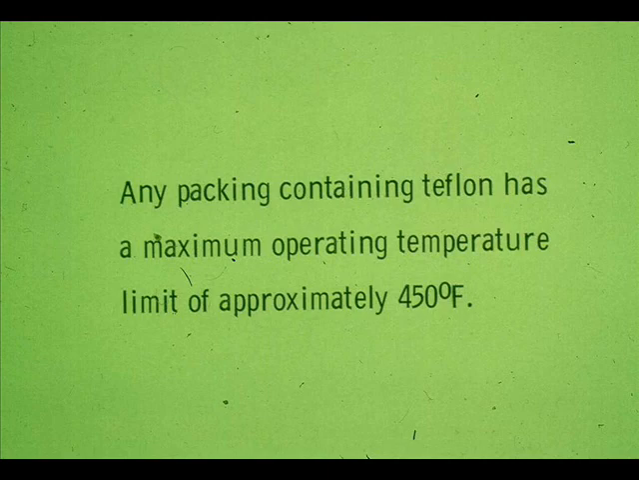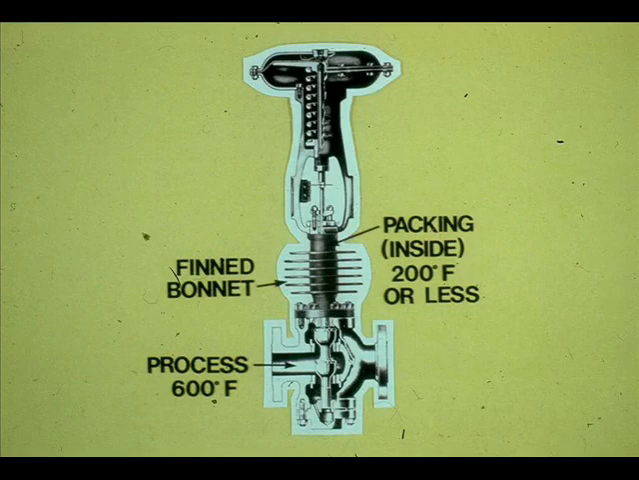Packing materials vary according to services. Teflon impregnated asbestos or graphite is widely used. This type of packing is self-lubricating. Any packing that contains Teflon has a maximum operating temperature limit of approximately 450 degrees Fahrenheit. The 450 degrees Fahrenheit temperature limit is the packing temperature limit, not the process fluid temperature limit. A fin or extension bonnet can be used to cool the packing to below 450 degrees Fahrenheit, even if the process is much hotter.